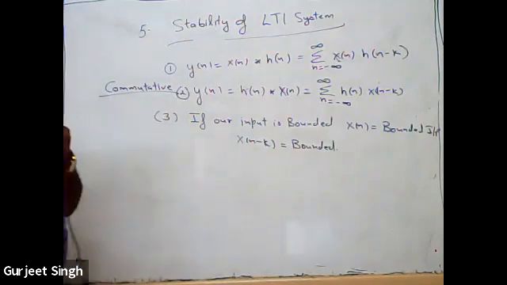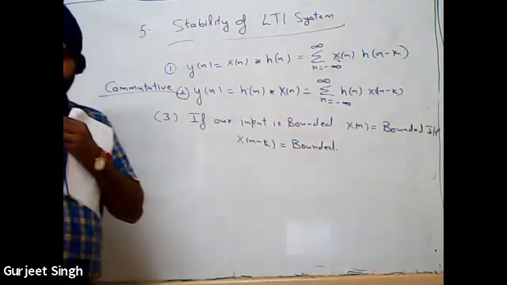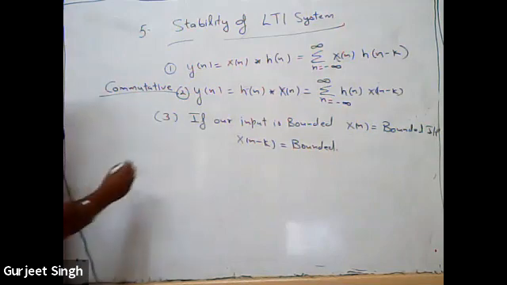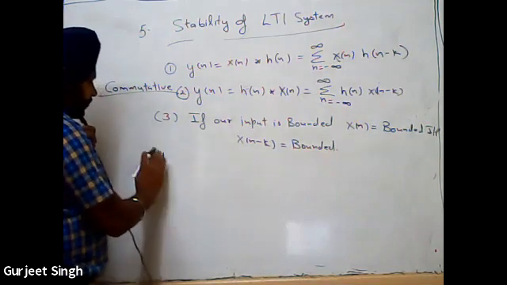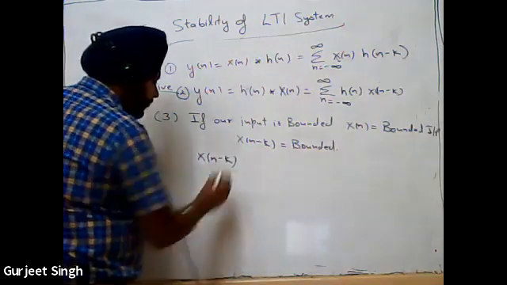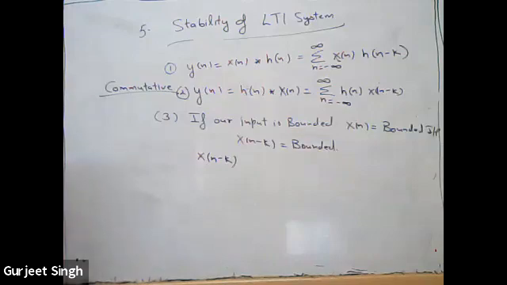Means if our input is bounded, then its output, a delayed version, is also bounded. From this equation we will write x[n minus k], which is our delayed version.